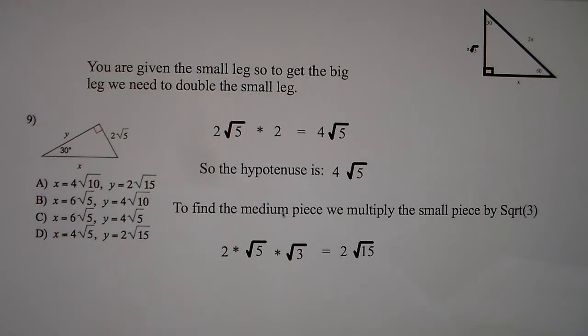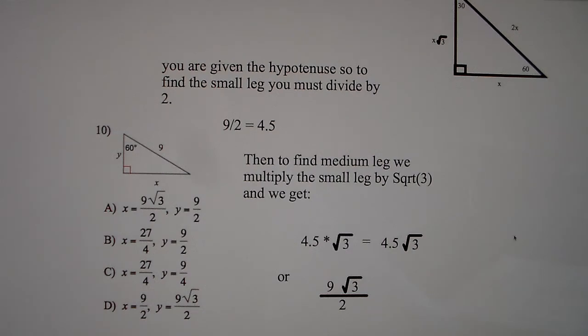To find the medium piece, going from the small piece, all you got to do is multiply the small piece by radical 3. So the small piece of 2 radical 5 times radical 3. Well, radical 5 times radical 3 gets you radical 15. The 2 that's on the outside, you leave it on the outside. And if there's multiple numbers on the inside, you can multiply them. So 5 times 3 gets you 15. So your answer here for number 9 is 2 radical 15.